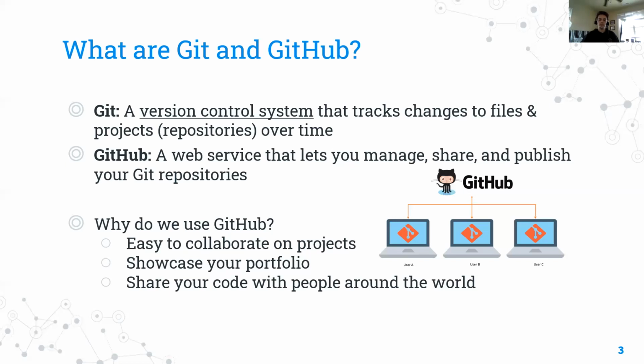So why do we use GitHub? Well, we use GitHub because it makes it easy to collaborate on projects. It makes it easy to showcase our portfolio and have all of our projects in one place in case we want to show off to employers or recruiters or anyone we just want to show our code to. And we also use it because it makes it easy to share our code with people around the world. It's a very important tool for any programmer to be familiar with. So now that we know what Git and GitHub are, let's go ahead and get started looking at how to install it.